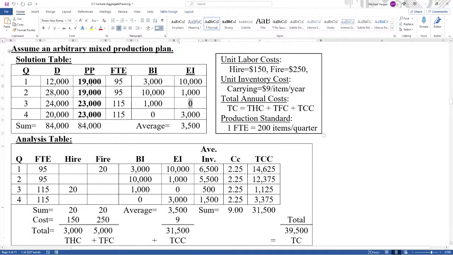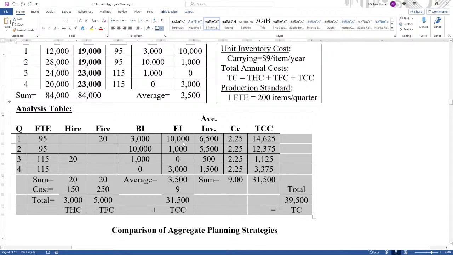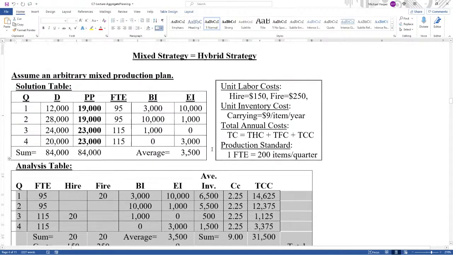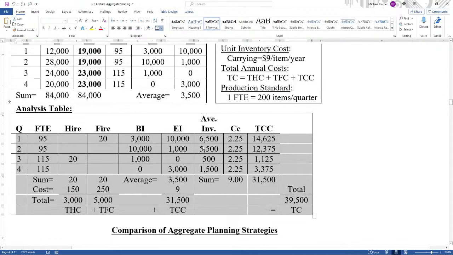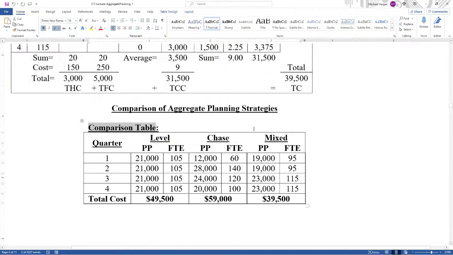Okay, but then I'll take this production plan, this solution table, and I'll do my analysis. Now, I'm not going to go through this again. I'm going through this where I'm combining the hiring and firing and the inventory. And so I'm going through the very same steps I did before. But I'm using this analysis table to introduce a third table called a comparison table. Now, this comparison table simply says, okay, I'm going to pull down, let's say, my production FTEs and total cost for my level, for my chase, for this mixed or hybrid plan, and I want to compare them. Well, this is aggregate planning, and here in the comparison table, here's where planning happens.